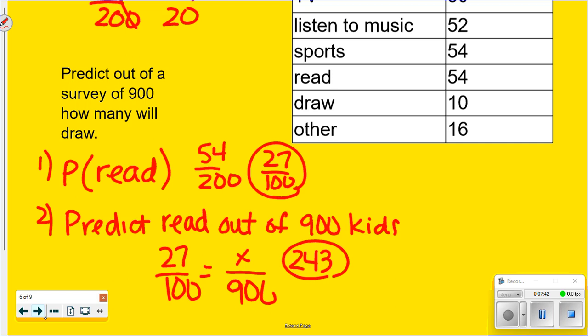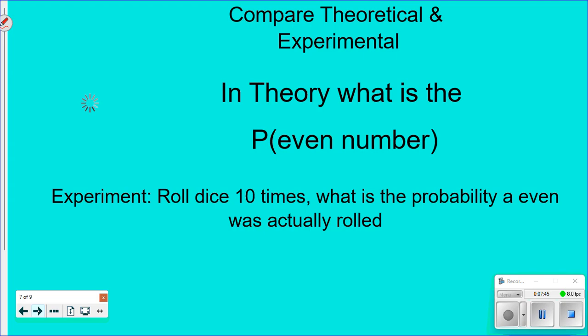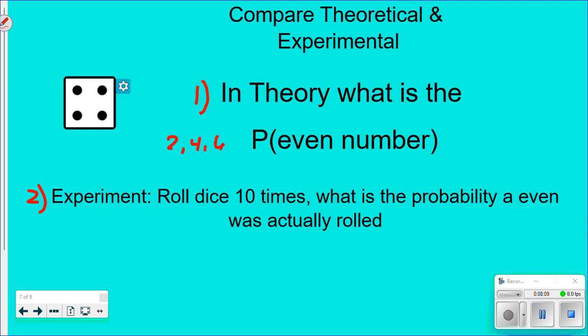So now we're going to really talk about the difference between theoretical and experimental probability. So we're going to do two things. First, we're going to do the theoretical probability. Then we're actually going to run an experiment, and we're going to figure out in theory or in the experiment what happened. So we're going to talk about a dice, and it says in theory, what's the probability of getting an even number? I know that on my dice there's numbers 1 through 6, and even numbers are 2, 4, and 6. So I have 3 of them. So I have 3 out of 6 numbers are even, so half are even.